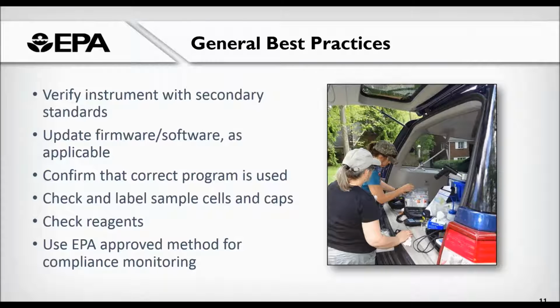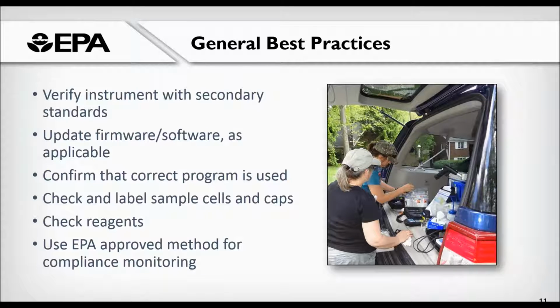And also, depending on the parameter and the detection range of the method, you might have to use a specific type of sample cell. Some of the popular manufacturers have glass sample cells and plastic sample cells. The glass sample cells are commonly used for the lower range method or the mid-range method, although the high range method uses a plastic sample cell. So make sure you're using the right cell. Some of these things we take for granted, but we have seen operators make some of these mistakes.